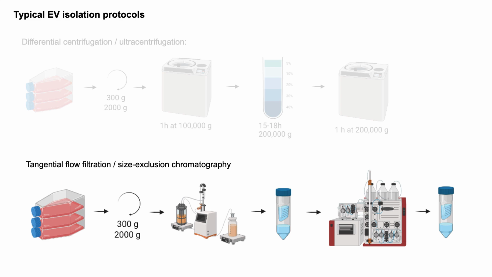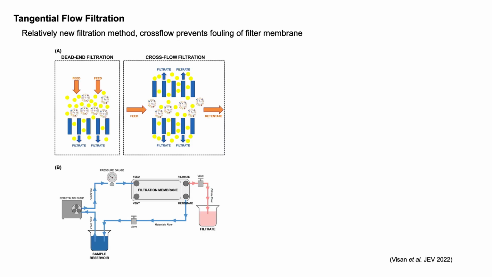Now, a more commonly used EV isolation protocol, and this is increasingly common, is combining tangential flow with ultrafiltration and size exclusion. So I will cover that now. So for the people who don't know tangential flow filtration, this is a concentration method based on a cross-flow membrane, as you can see in figure A on the right. And this crossflow prevents the blocking of your filter membrane by proteins as opposed to dead-end filtration.